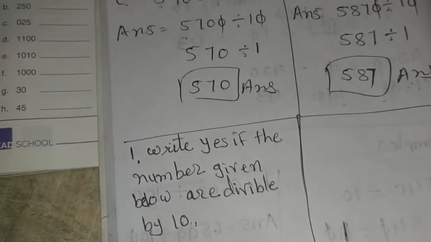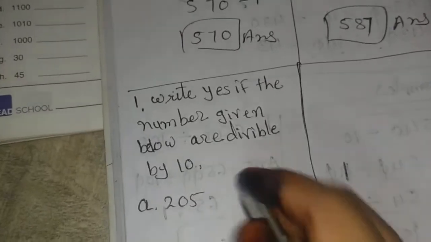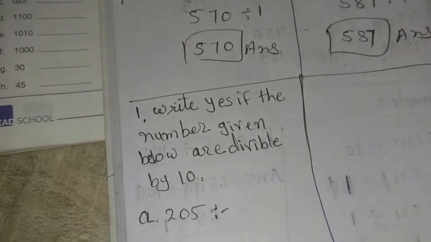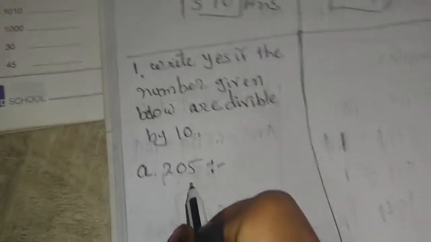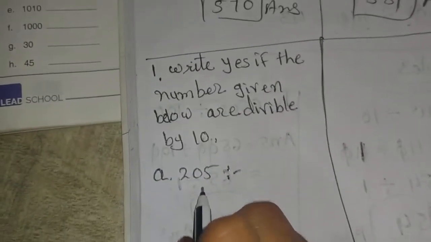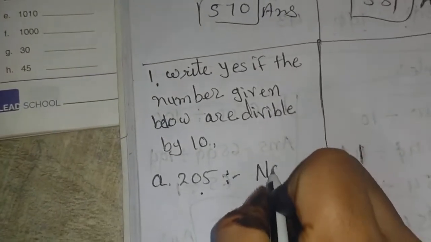In that, A1 question is 205. So students, here we have to look at the ones place. Is 0 in the ones place? No. So is division possible? Not possible. So here we have to write no.